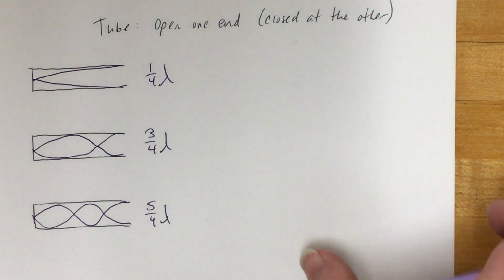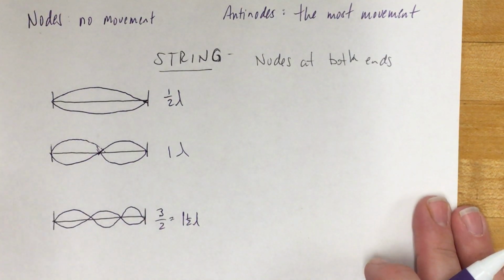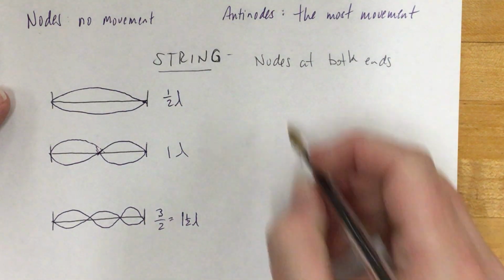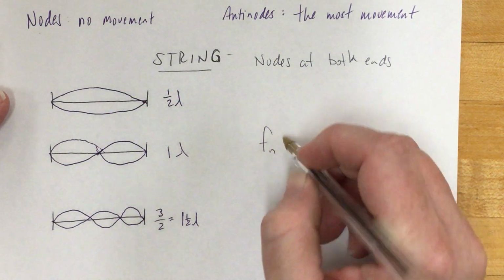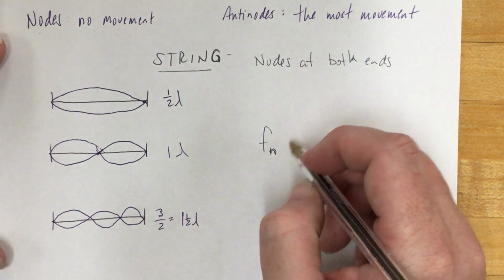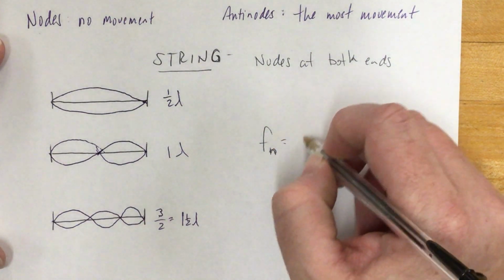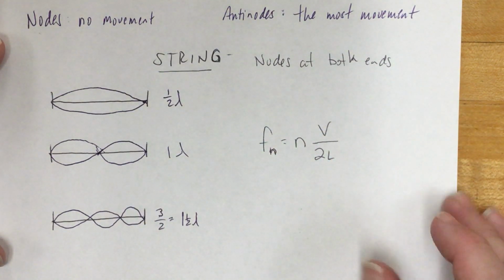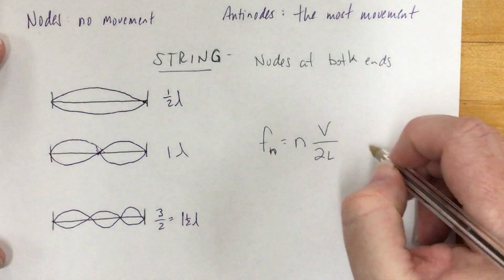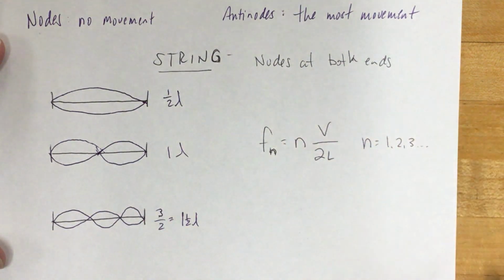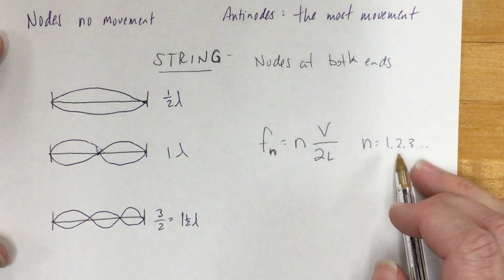There's equations that go along with these as well. We'll go back to the string here. When we're talking about the string, our equation looks like this. We say f of n, and that's a subscript. That's not something that you'll actually do with the number. It's just indicating what n you'll use, and I'll talk about that in a minute. Equals nv over 2L. In this situation, n can only be 1, 2, 3, etc. It can be 4, 5, 6. It has to be a positive whole number.